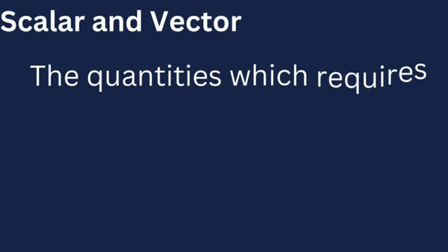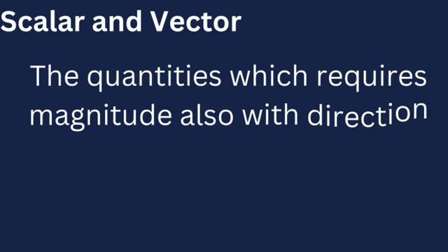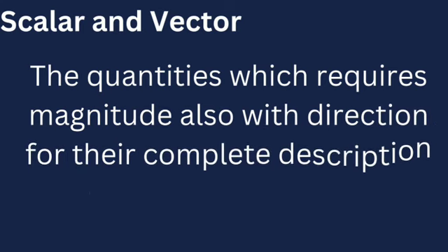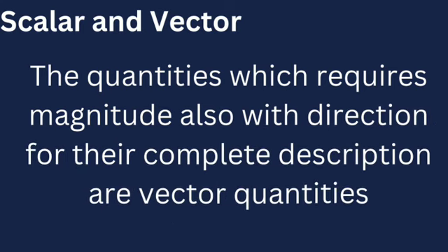First we need to understand the basic concept of scalar and vector quantities. Scalar quantities are those which are completely described by their magnitude only. For example, mass. Mass is completely described by its magnitude and its unit. For example, 1 kilogram of sugar, 1 kilogram of salt. Only the numerical value and its unit completely describe the whole quantity.